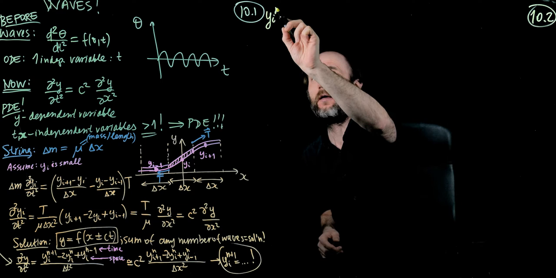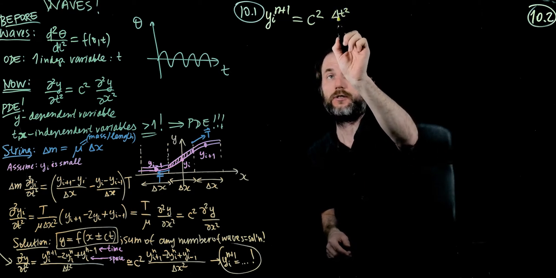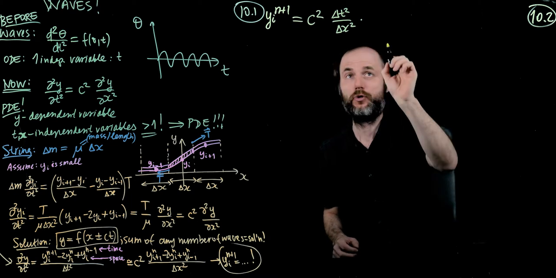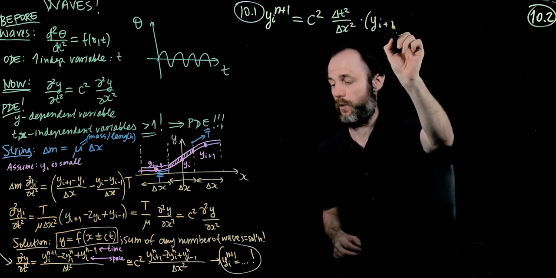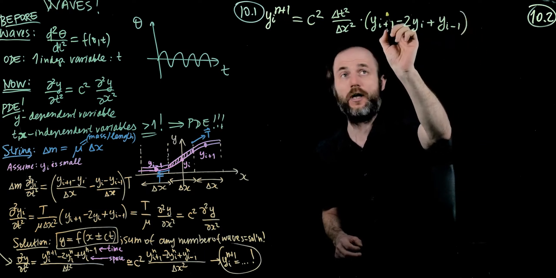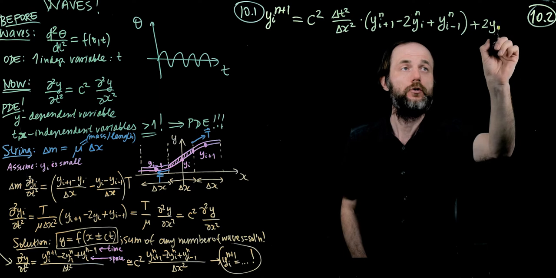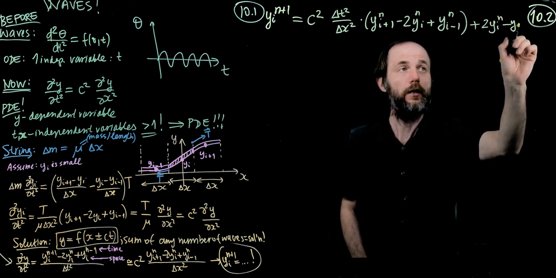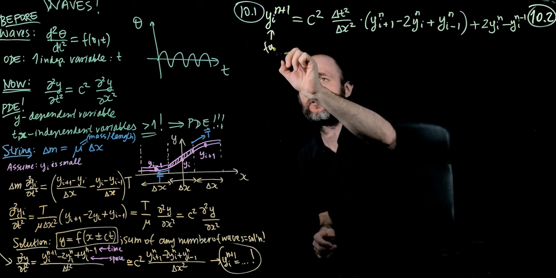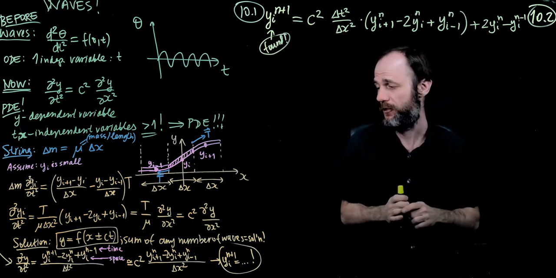So y_i^{n+1} is equal to c squared times delta t squared divided by delta x squared times, here we're going to write out (y_{i+1} minus 2y_i plus y_{i-1}), all of this at the nth time step. And all that's left over is 2y_i^n minus y_i^{n-1}. So that's it. We have found the value at the next time step of our displacement of the string.